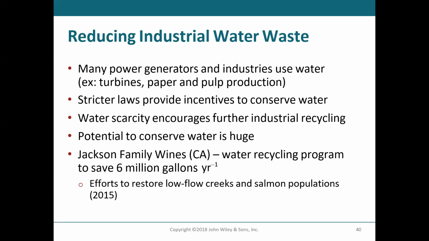In 2010, Jackson Family Wines in California implemented a water recycling system that allowed the winery to save up to 6 million gallons of water, which is amazing. And then in 2015, they launched efforts to restore diminished creeks and populations of juvenile trout and salmon in the nearby creeks.